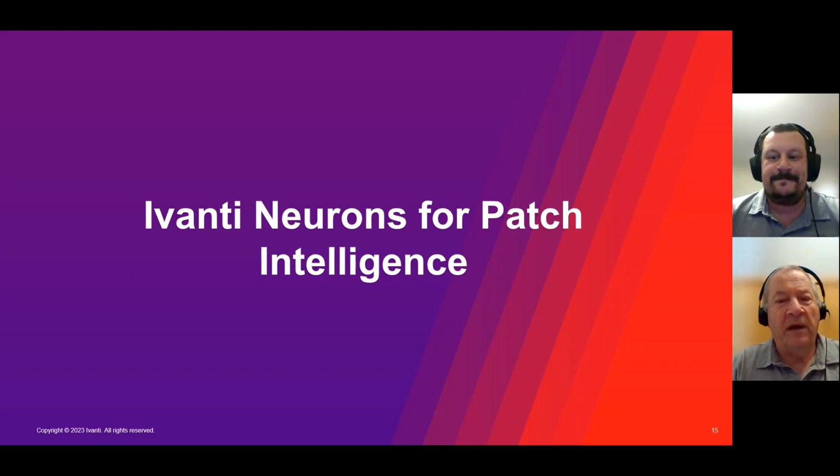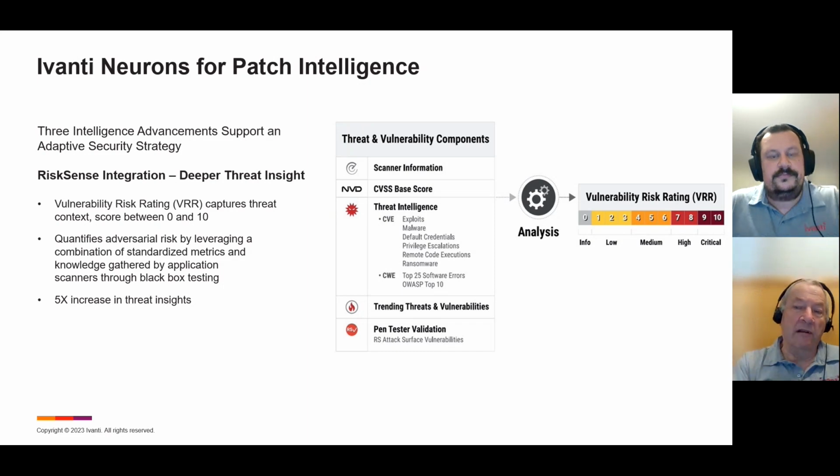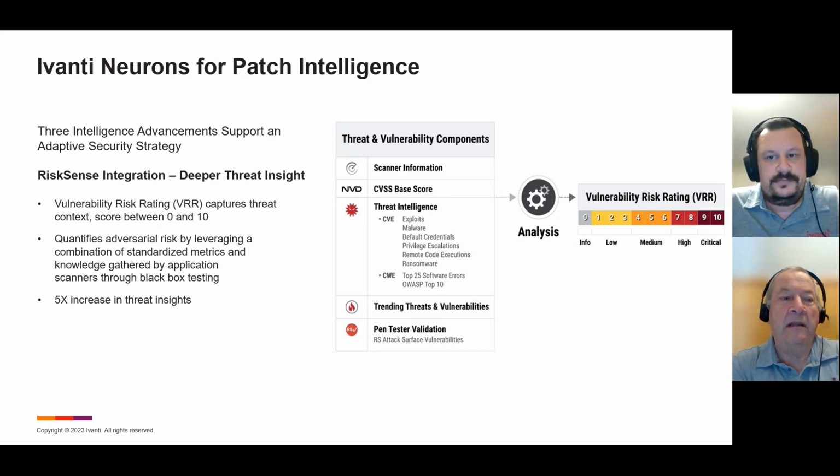So Ivanti Neurons for Patch Intelligence is a module, can be purchased separately, but it does come with the capability of Ivanti Neurons for Patch Management. So it's one of the add-ons in there. Very critically, it has what we call a VRR in there. Ivanti acquired a company called RiskSense back in the middle of 2021. And those guys have the ability to take in over 100 plus feeds and then put some context around the threat level of different vulnerabilities.